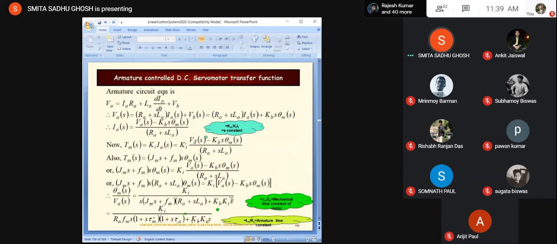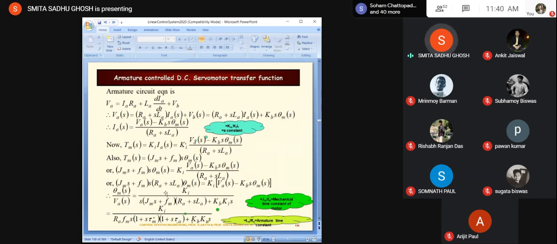Ki s. So we had Kb Ki s being multiplied by theta m, and after collecting terms containing theta m on the left hand side and then dividing by the right side, we get this as the transfer function of the armature control DC servo motor. So we can also rewrite that in the time constant form as we had done in the case of the field control DC servo motor.